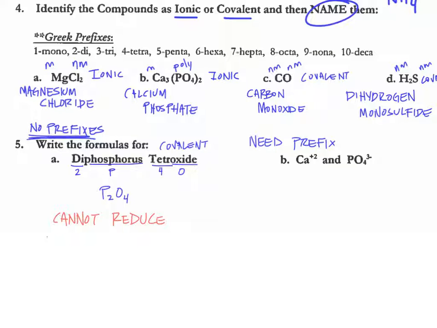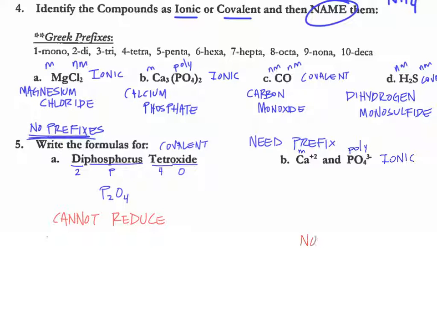On the right, letter B, I've got calcium plus 2 and PO4 minus 3. So now I've got ion charges. I've got a positive ion, a negative ion, a metal, a nonmetal. Here's a metal, and this is actually a polyatomic ion, just like we mentioned up above. So this is automatically ionic, which means there are no prefixes.